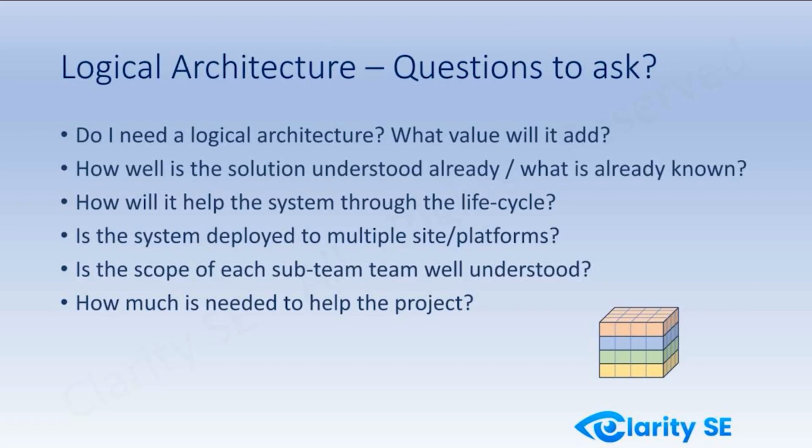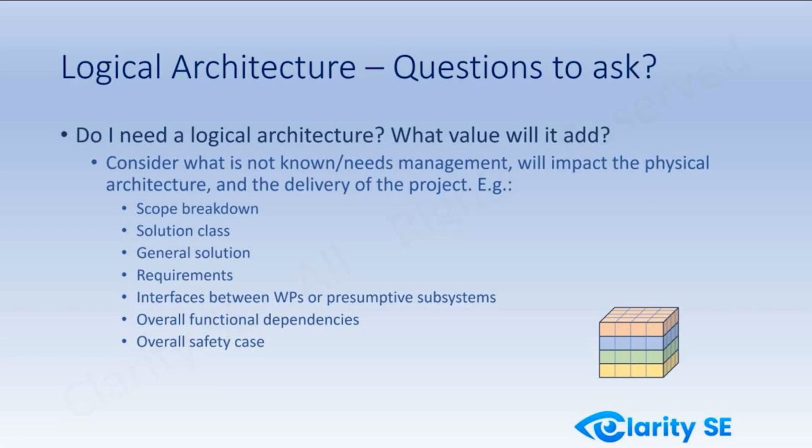We build architectures to help other engineers do their jobs. Okay, you might need to ask yourself, do you have multiple site deployments or multiple platforms that you're building your architecture for? You might also need to ask yourself, how well is the scope of each different design team understood? Sometimes that's clear, sometimes that's not, and depending on how the teams are broken down, and how much help is actually needed for the project. When we ask ourselves, what value are we going to add, we're asking ourselves how much is already known.